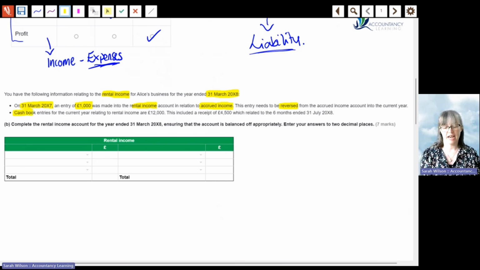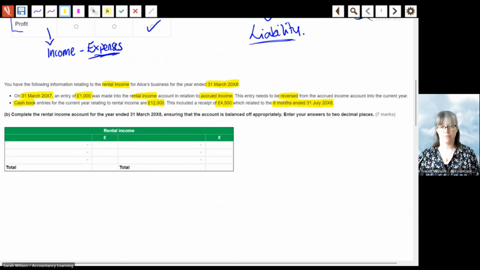We're then told that we've got cash book entries for the current year, totaling £12,000. And this includes a receipt of £4,500, which relates to 6 months ending the 31st of July. So now we've got to complete the rental income account for the year ending the 31st of March 20x8 and ensure the account is balanced off appropriately, and very importantly, enter our answers to 2 decimal places.